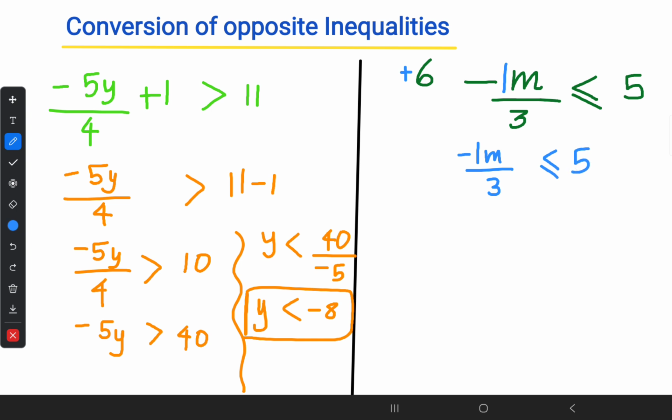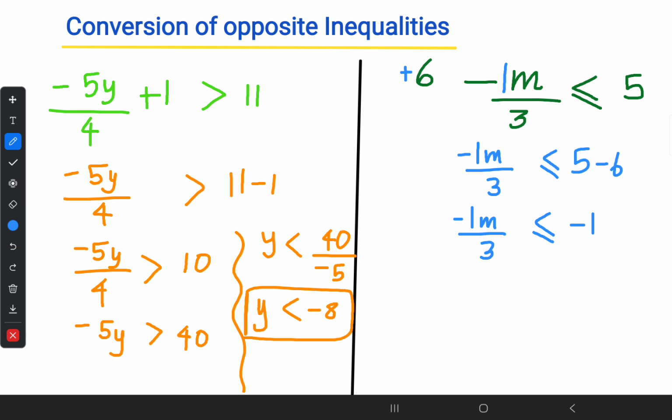Here we are just doing the addition and subtraction operation. No changes in the inequality. So the positive 6 would be a negative 6 in this case. So negative 1m divided by 3 is less than or equals to negative 1.